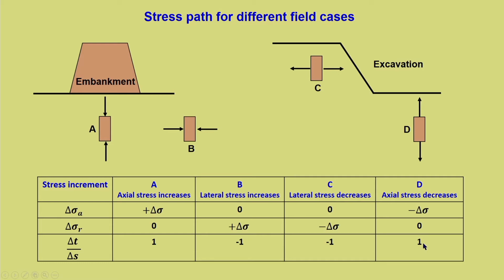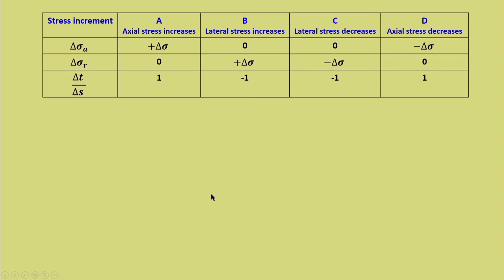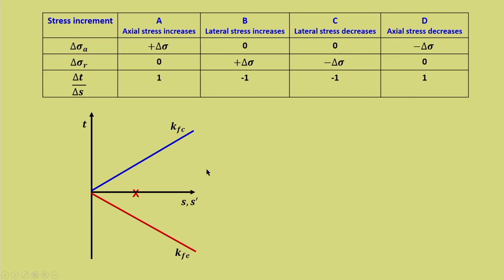Please try to work it out whether delta t by delta s is correct or not. That will give you an experience of the determination of slope, and what we need for plotting this stress path is the slope of the stress path. So, let us try to understand this on the t-s-s' plot. This is a t-s-s' plot, and let the starting point be the same. Let us assume.